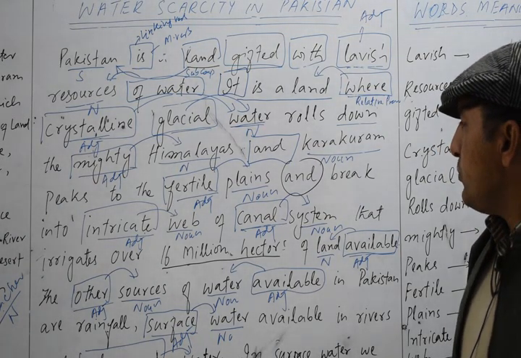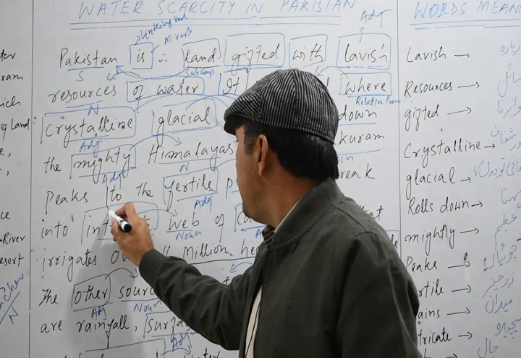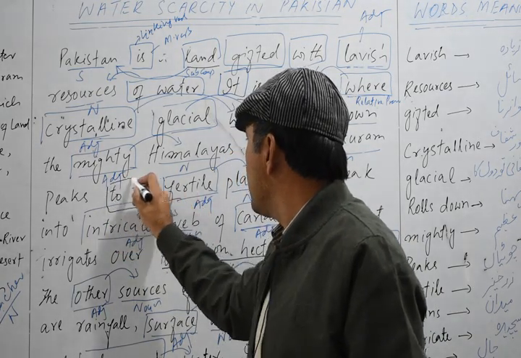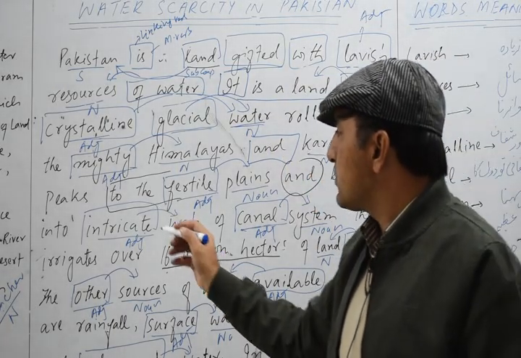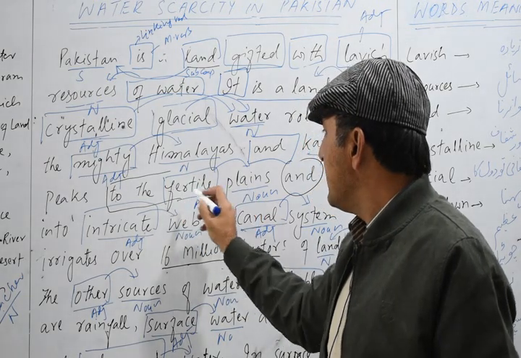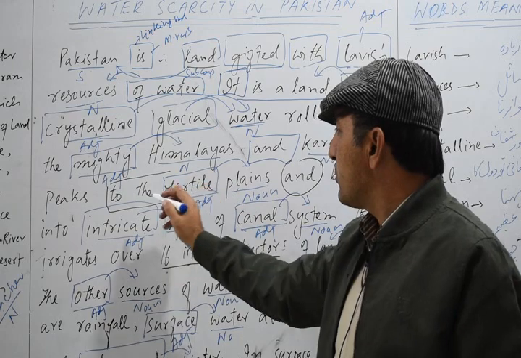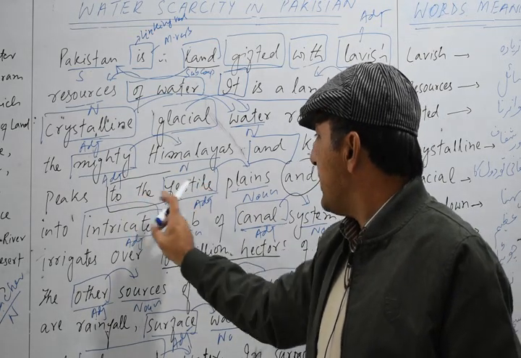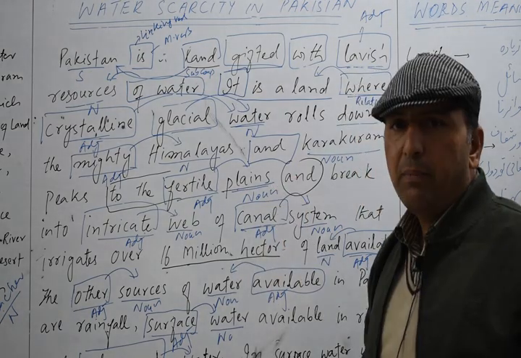Okay. The next we have to, once again, to the peaks, to the fertile plains. Now you see to is once again a simple preposition. This to is also a simple preposition, to the fertile plains. Plains is a noun. So once again this phrase starts with the preposition to and ends with the noun plains.